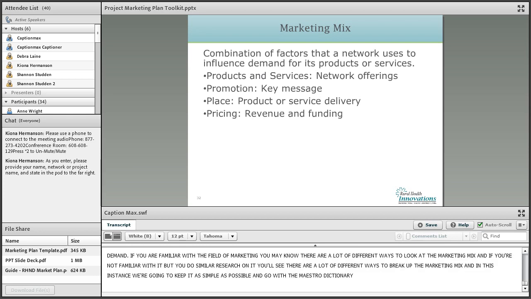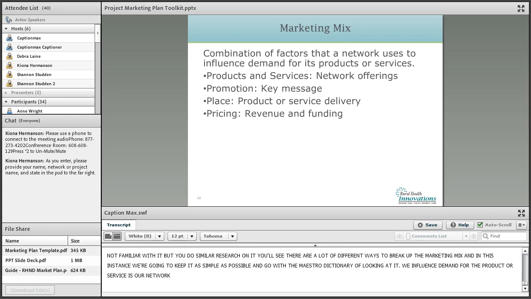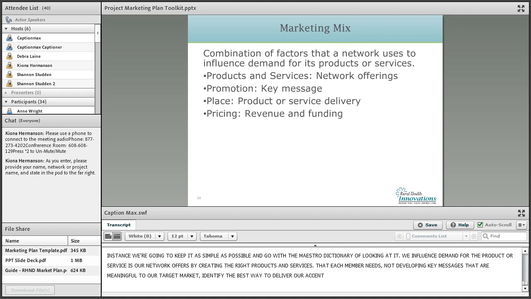If you're familiar with the field of marketing, you may know there are a lot of different ways to look at the marketing mix. And if you're not familiar with it, but you Google it and do some more research on it, you'll see there are a lot of different ways to define and break up the marketing mix. In this instance, we're going to keep it as simple as possible, and we're going to go with the most traditional way of looking at it through what's called the 4 Ps.